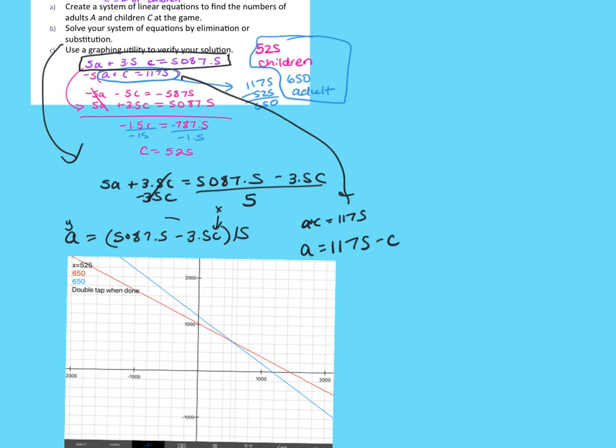Oh, I should have done this on the graphing utility. Hang on. I zoomed out a lot on this graph so that you could see it, and that's way easier to do on your graphing utility. That's your app. But notice here is my point, 525 and then 650.